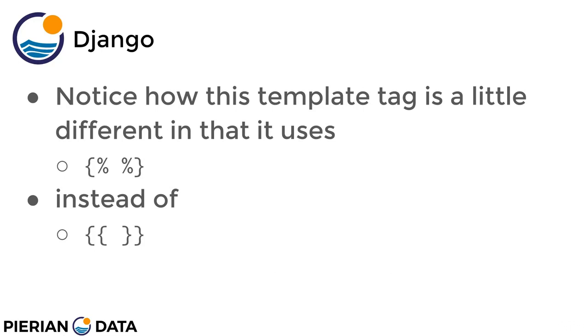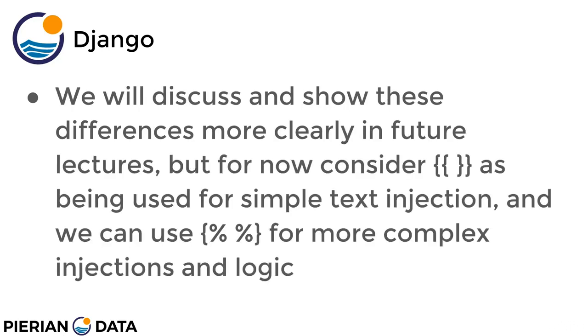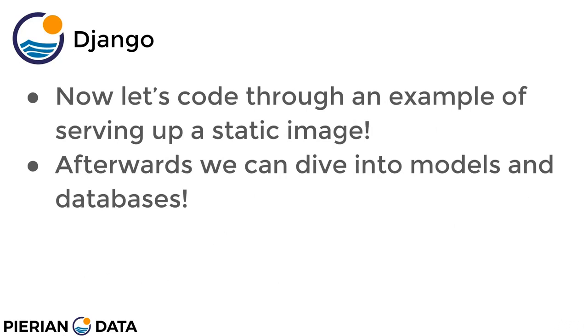Now, a quick thing to notice is how this template tag, those curly bracket percent signs, is a little different than the double set of curly brackets. We're going to be discussing and showing these differences more clearly in future lectures, but for right now, just consider those double curly brackets as being used for simple text injection. And we can actually use these curly bracket percent template tags for a lot more complex injections and actual logic. Later on, you'll see how we can actually write a for loop using those template tags inside our HTML file. Okay, let's code through an example of serving up a static image, and afterwards we can dive into models and databases by moving on to Django Level 2.